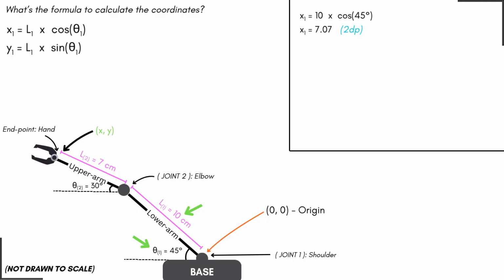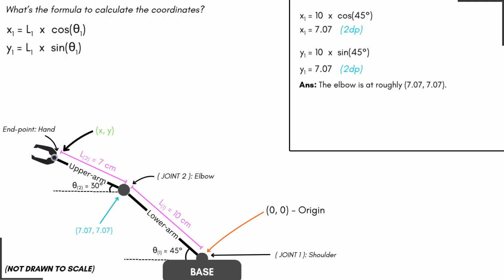Because we now have x, we want to find the y value for this joint 2 coordinate. To do that, we can simply plug the same values into the y1 equation, which is y1 equals 10 times sine 45 degrees, and you will get 7.07. So the final coordinate is x equals 7.07 and y equals 7.07. And remember that this coordinate is for joint 2, not the hand point or the very tip point.